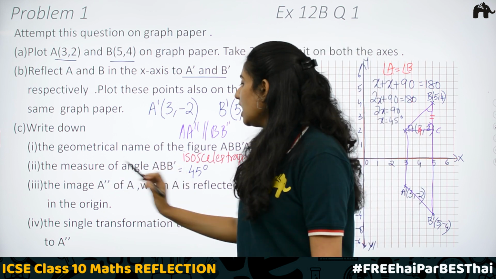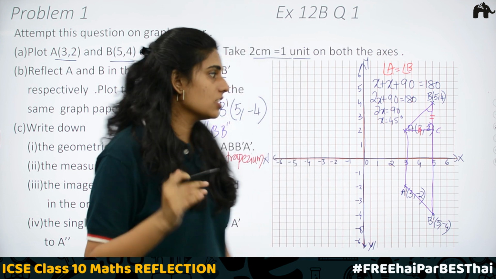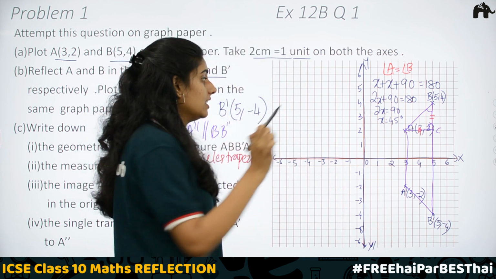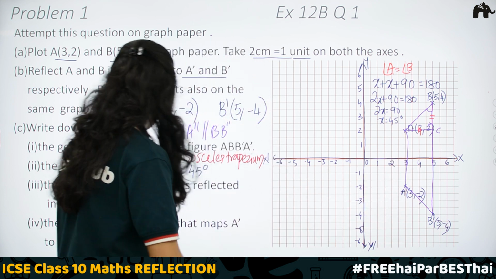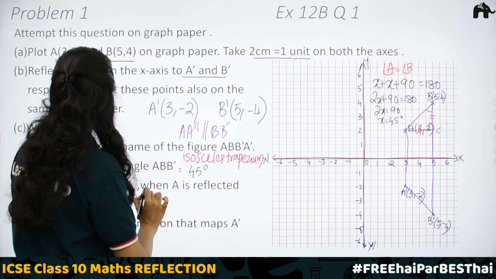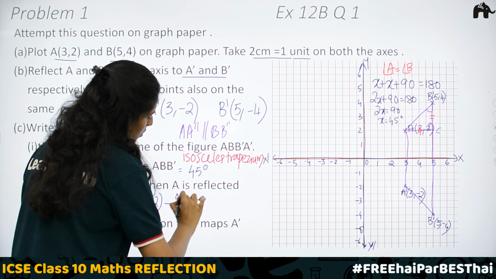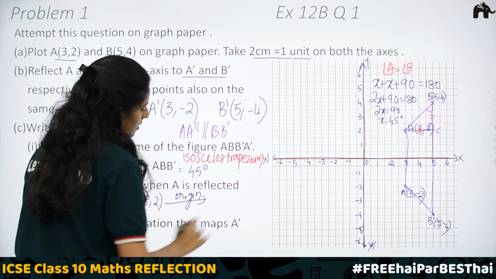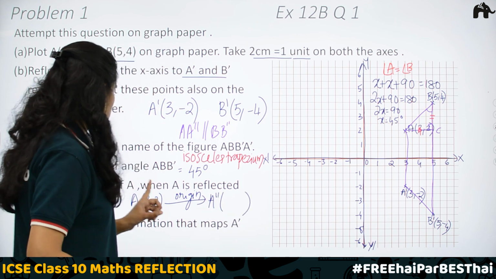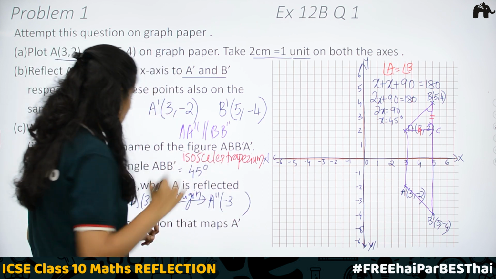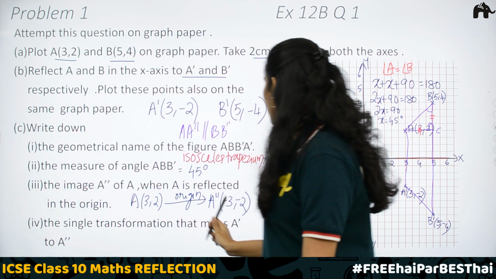The image A double dash of A, when A is reflected in the origin. When reflected in the origin, the sign of both the x coordinate and y coordinate reverses. Here we have point A of coordinates 3, 2. When reflected in the origin, what do we get? A double dash will have coordinates 3 becomes minus 3 and 2 becomes minus 2. A double dash has coordinates minus 3, minus 2.